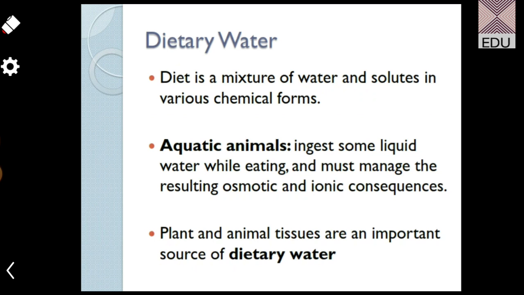a rat, it is taking dietary water, it is taking in food, and it is making its own metabolic water. And if you are taking some aquatic animals, they ingest high amounts of liquids, high amounts of water. And plant and animal tissues are again an important source of dietary water, as all the cells of the plants and the animals contain cytoplasm. So they are a good source of water. And these are some of the sources from which you can take water.